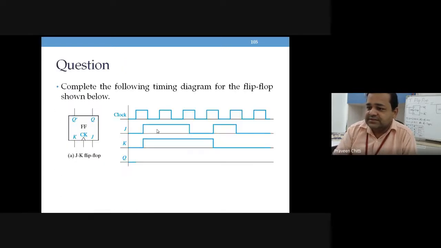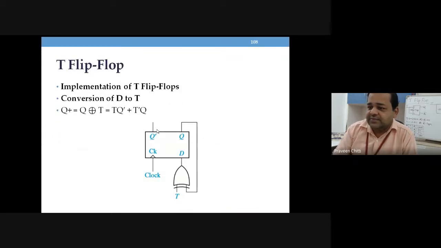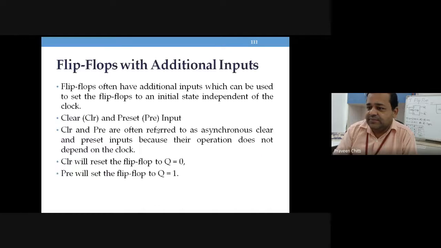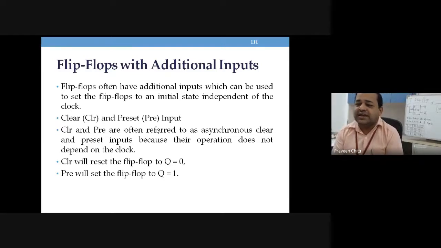Right, then this is there. Okay, this T flip-flop. Right. Then implementation of T flip-flop. Okay, so normally when we discuss these flip-flops, apart from the 2 inputs, that is SR, JK, or single input D and T, flip-flops will come with additional inputs, and those additional inputs are called preset and clear inputs.